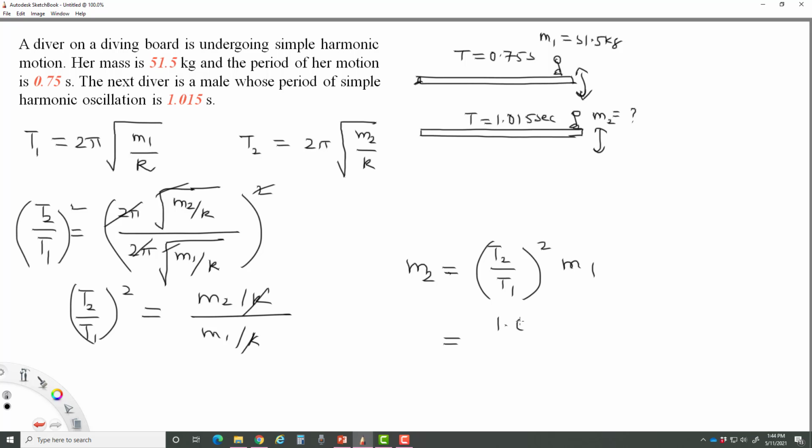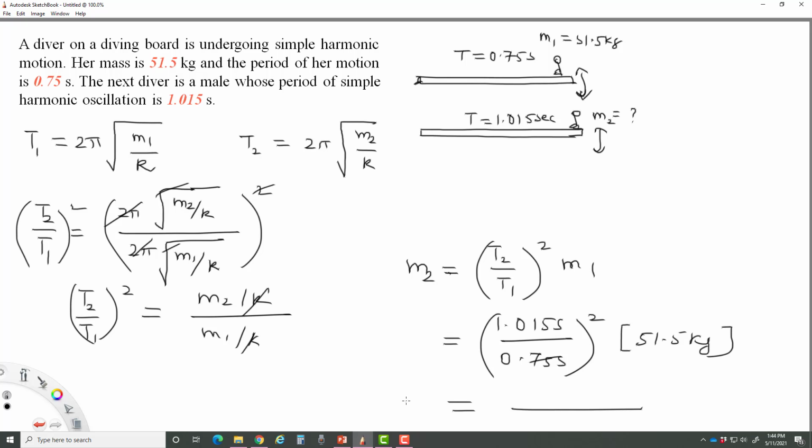So t2 is 1.015 second, t1 is 0.75 second, that's squared, and the mass of the first person is 51.5 kilogram. Okay, and do the math, you will get the mass of the second person. Okay, so let's look at another question.